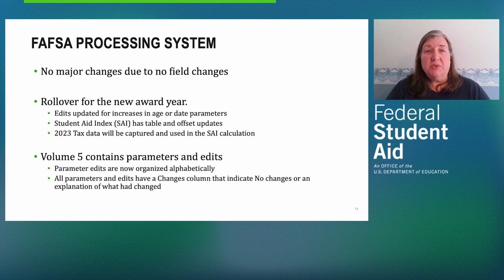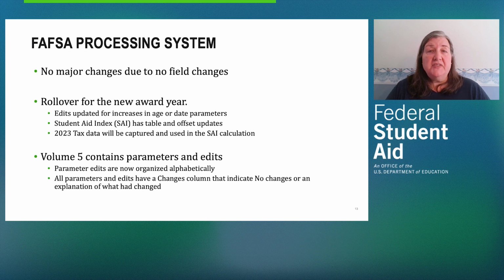So most of our changes for 25-26 are what we call our rollover changes. Edits have been updated to account for the new award cycle. Age parameters have been increased. Date ranges have been increased to account for the new 25-26 cycle. In addition, the Student Aid Index, our SAI, has been updated for annual changes to the table values and to the offsets. And those have already been published. And then as a reminder, the 25-26 FAFSA will be using the tax year 2023 for the federal tax information. 24-25 used the 2022 tax year.